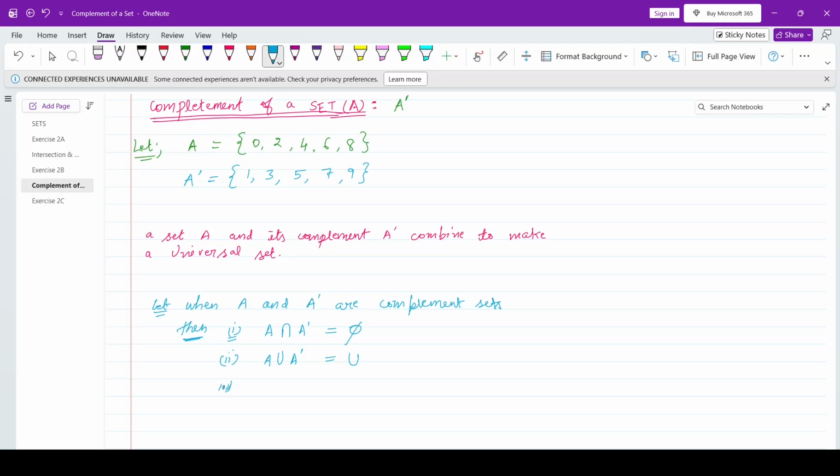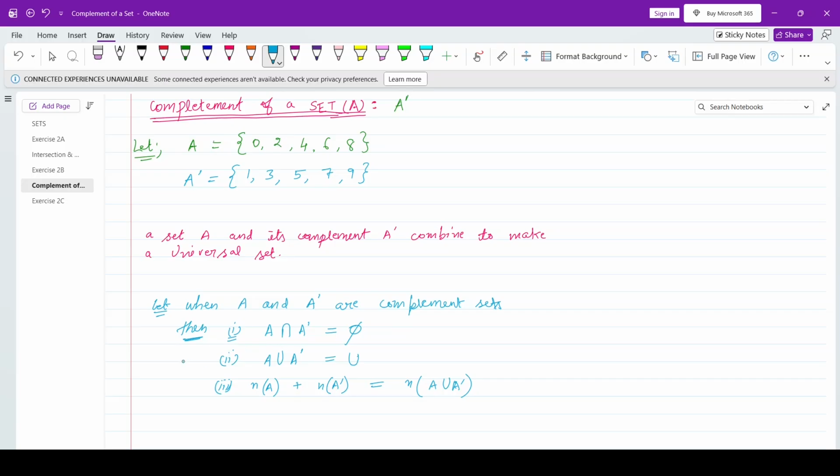And third, number of elements in A plus number of elements in A prime must be equal to number of elements in A union A prime. So when we say A and A prime are complement sets, then these three conditions must be satisfied.